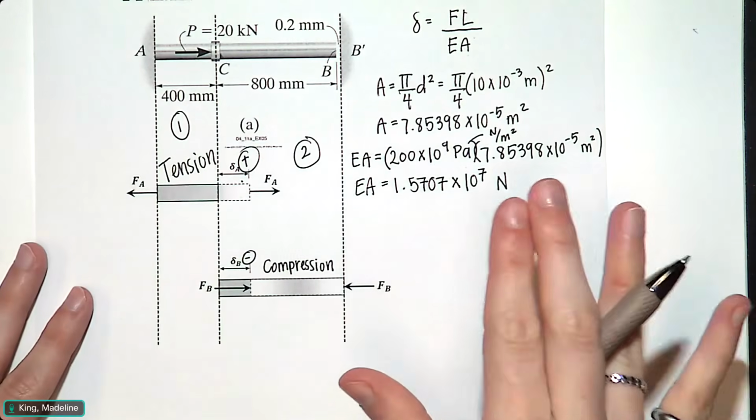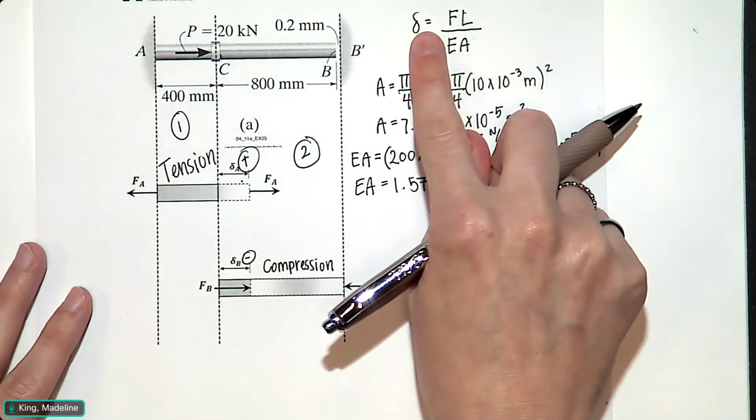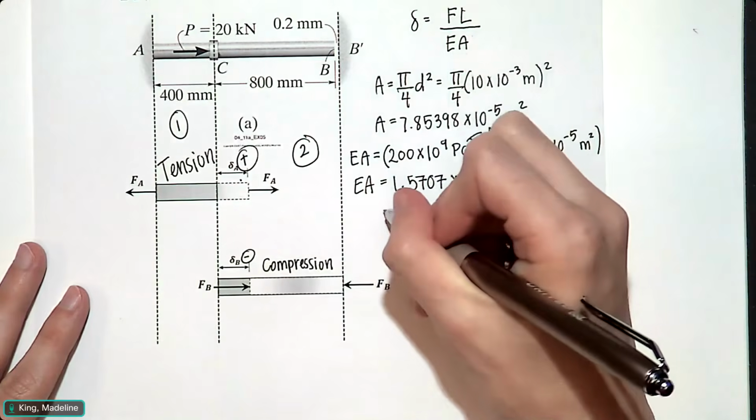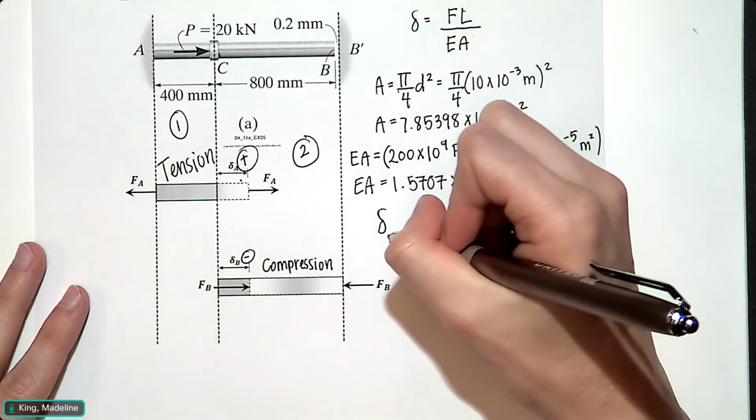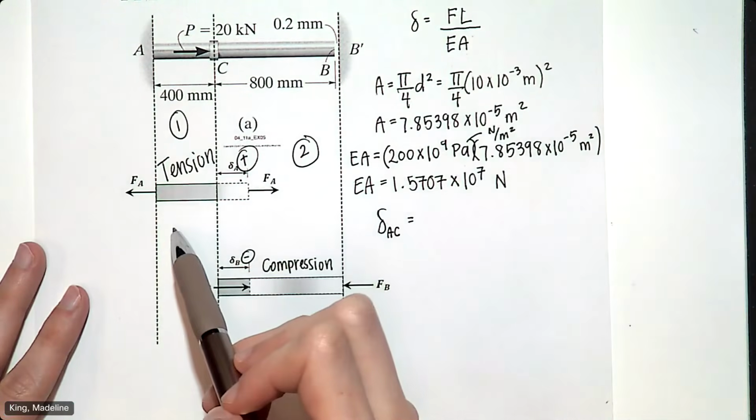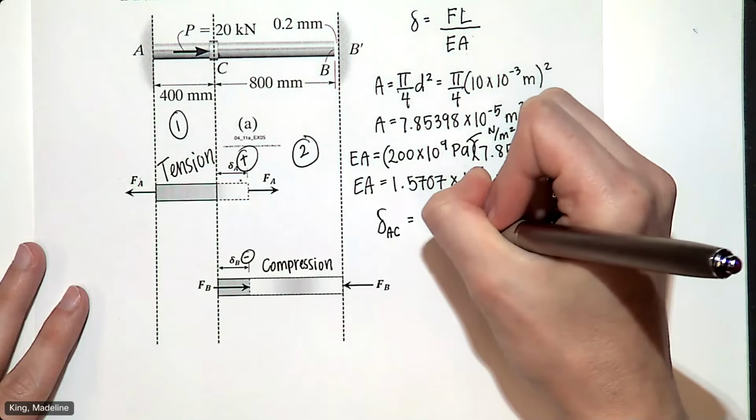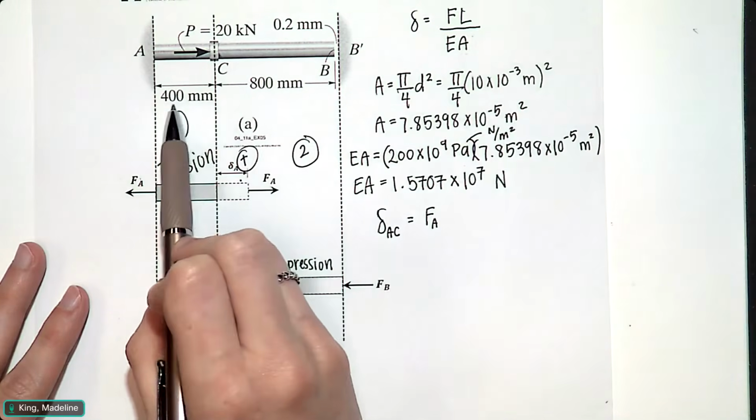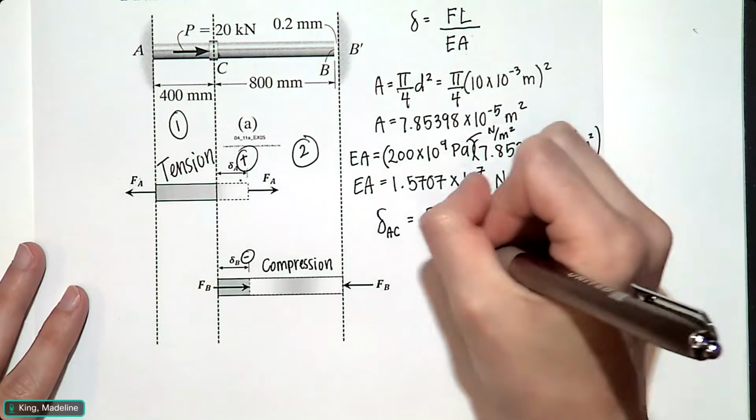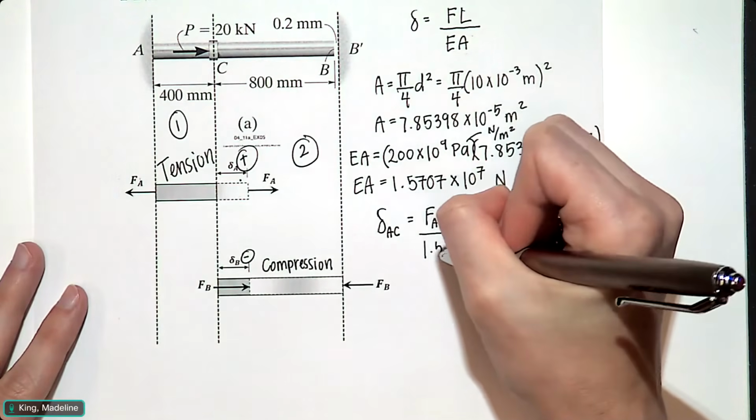So now that we've got the bottom portion of our displacement equation, I'm now going to label our displacement of AC and a displacement of CB. So delta AC: the force at delta AC will just be FA. Our length of AC is 400 millimeters. And we found our EA, so I'm just going to write that number here.